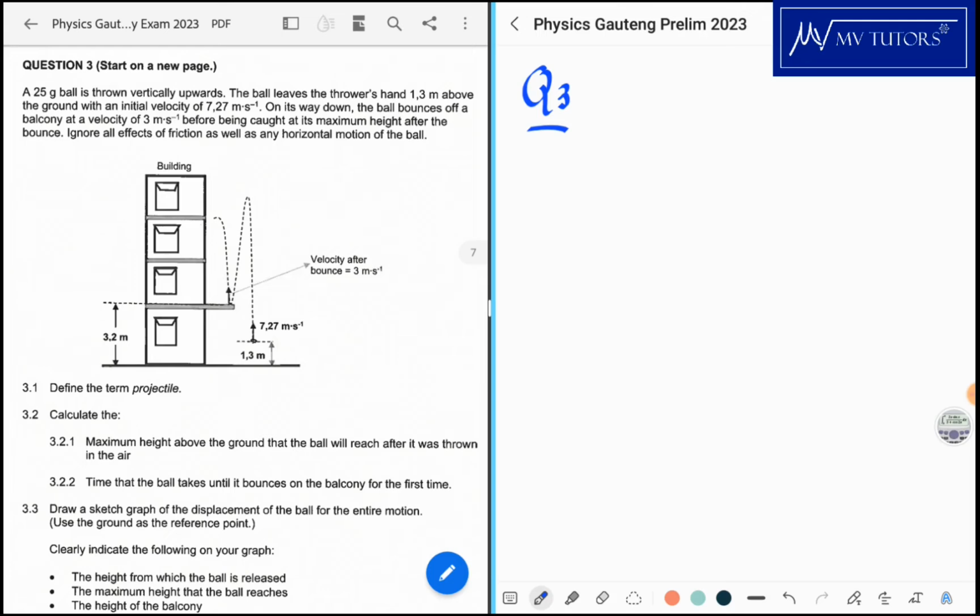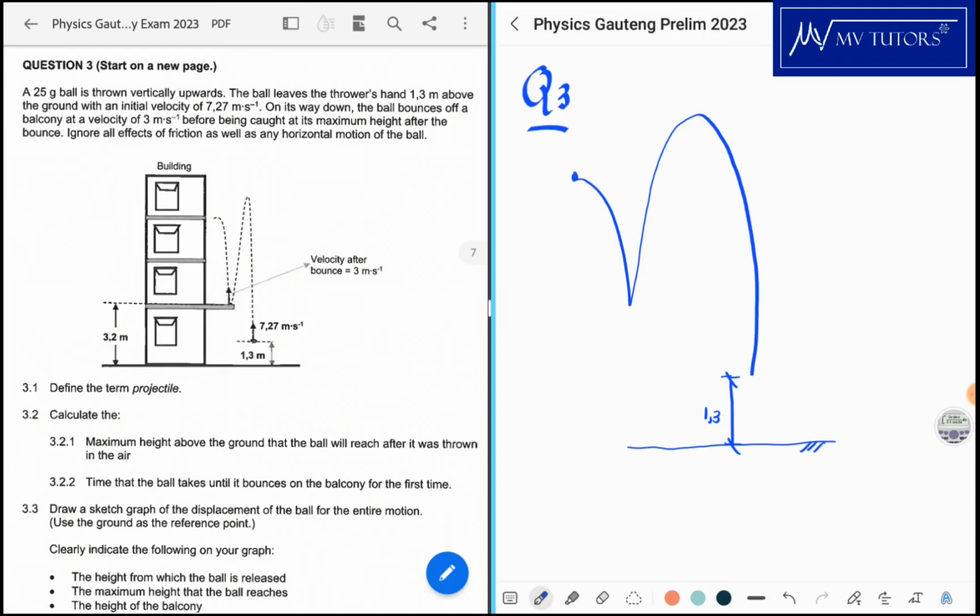Okay, so I'm going to redraw this motion and just plug in the values that I know. We're starting at the maximum height where it was caught, and then where there was a bounce. And then just above there we have 1,3 meters, and this would be the ground.